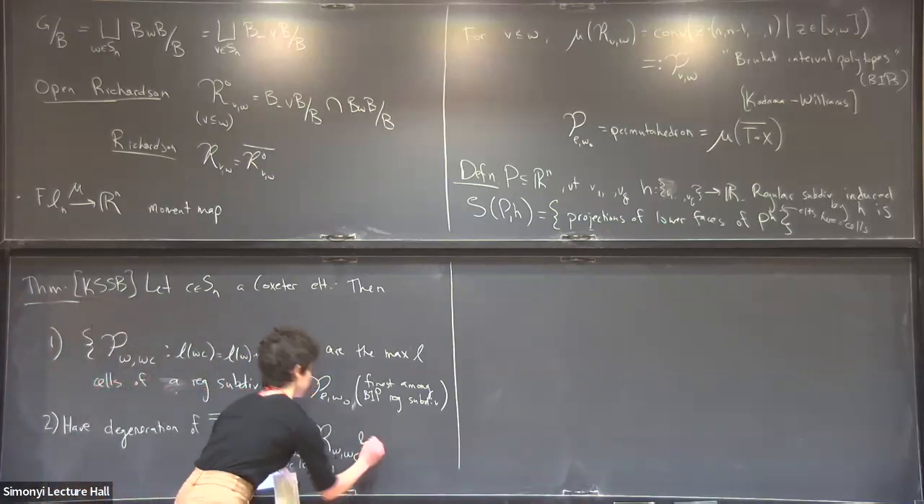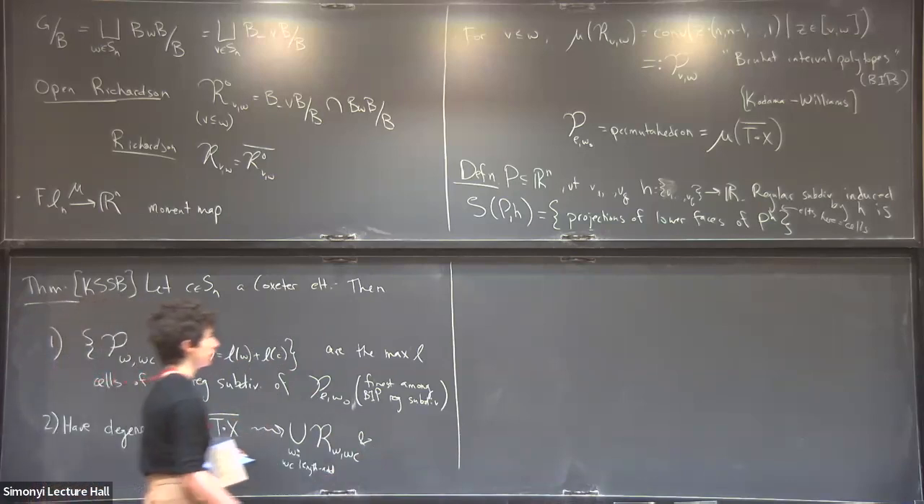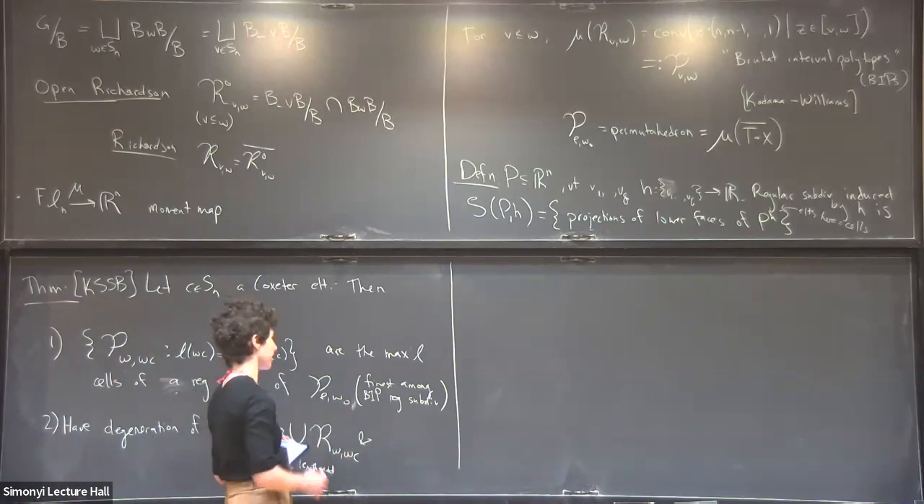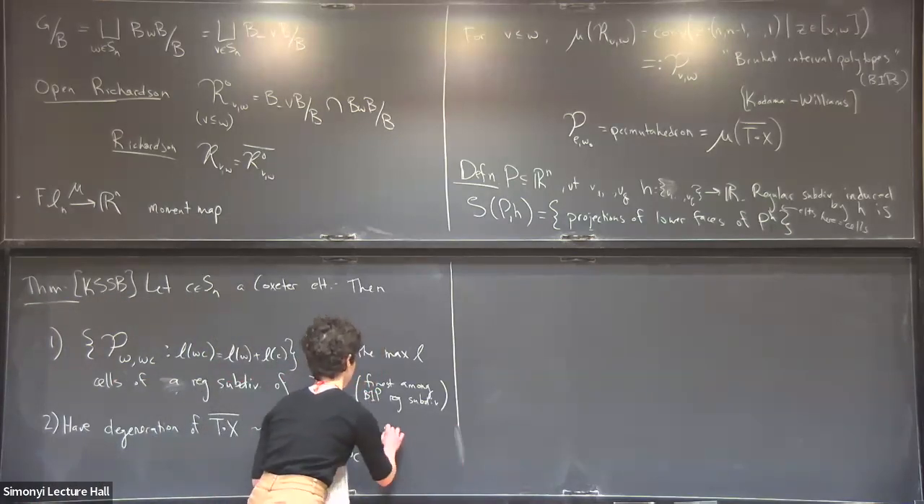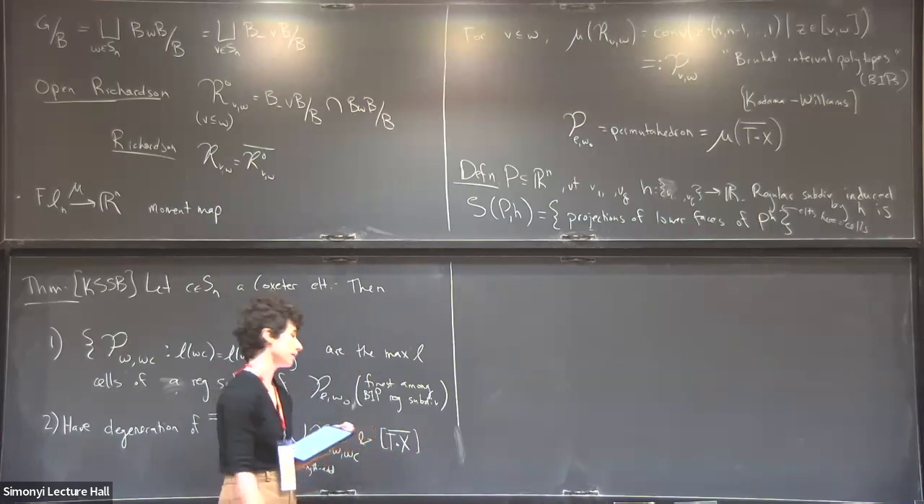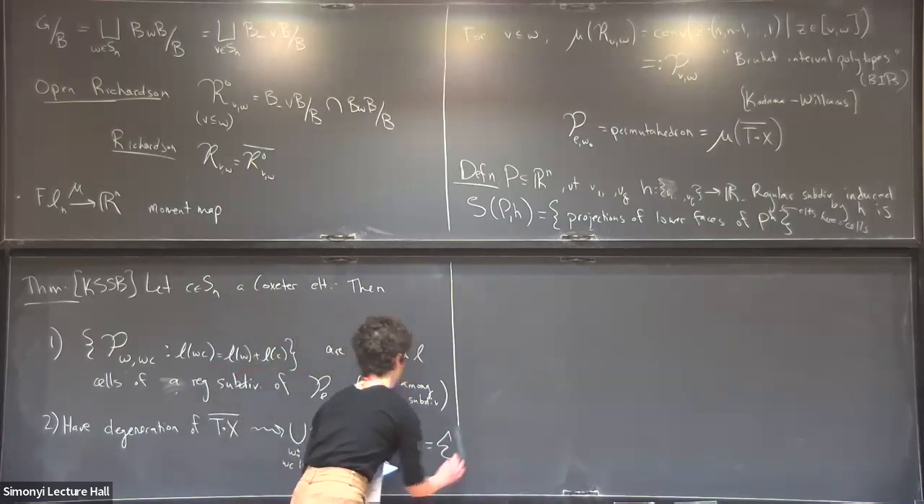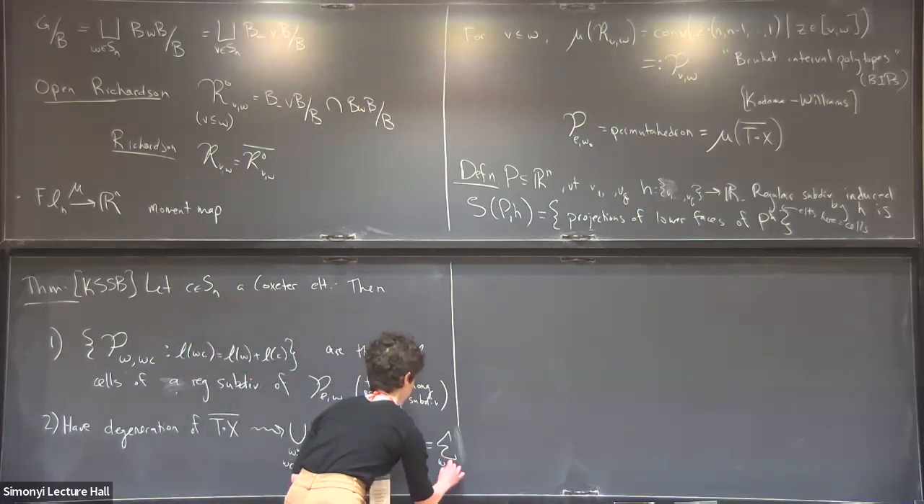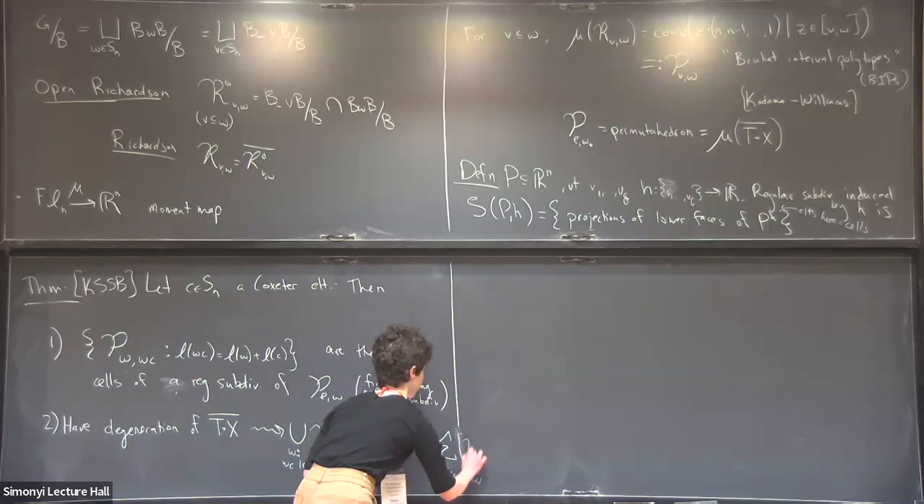Okay, and so what does this mean? Having this degeneration means that if I look in cohomology, at the cohomology class of the permutahedral variety, I can write it as a sum of these Richardson classes. So a sum over the same thing, W such that WC is length additive. And I think the sum is exactly over these Richardsons.